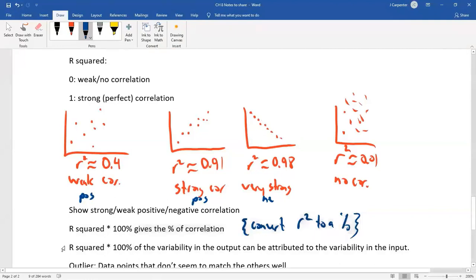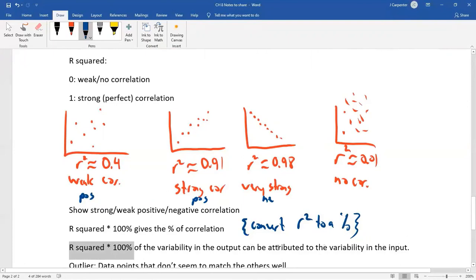So here's our sentence, and this R squared times 100%. Again, this right here is just you writing the R squared as a percentage. So using the numbers above, you would say 40% of the variability, or 91% of the variability, or 98% of the variability, or 1% of the variability, which would be bad. So let's use the third one, 98%. So in this graph, 98% of the variability in the output can be attributed to the variability of the input. Variability means changing. So 98% of the change in the output can be attributed to the change in the input.